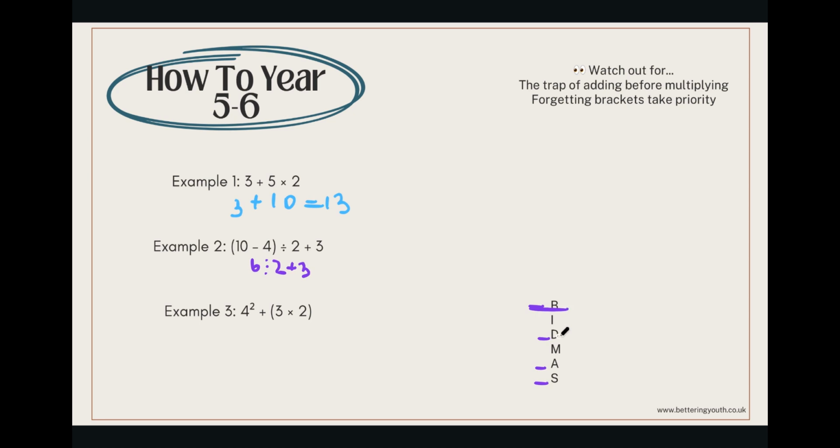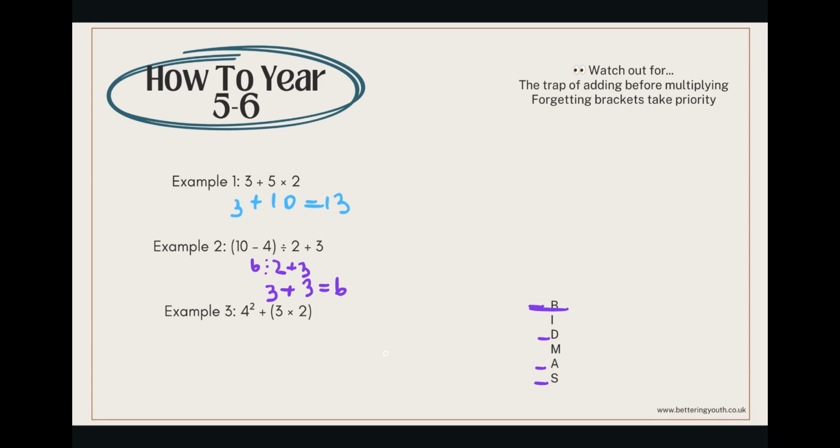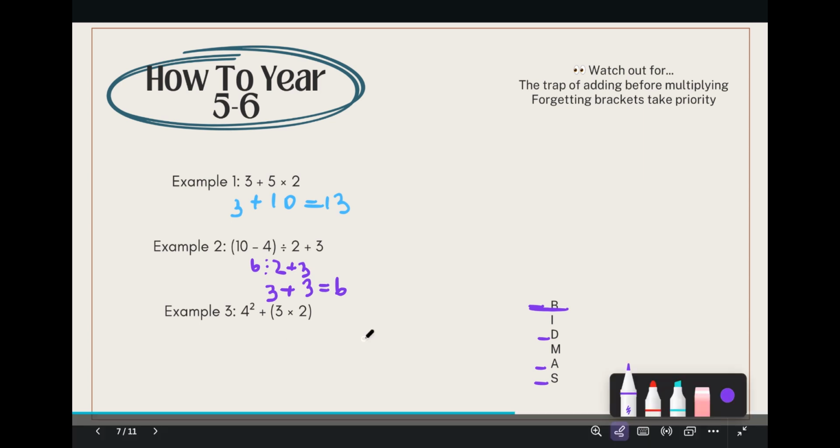Then we go through our division. Division is next. 6 divided by 2, that is 3. We finish writing out our equation. That leaves 3 add 3, which is 6. Our answer here is 6. Take a moment and see if you can answer the last one before I go through it with you.